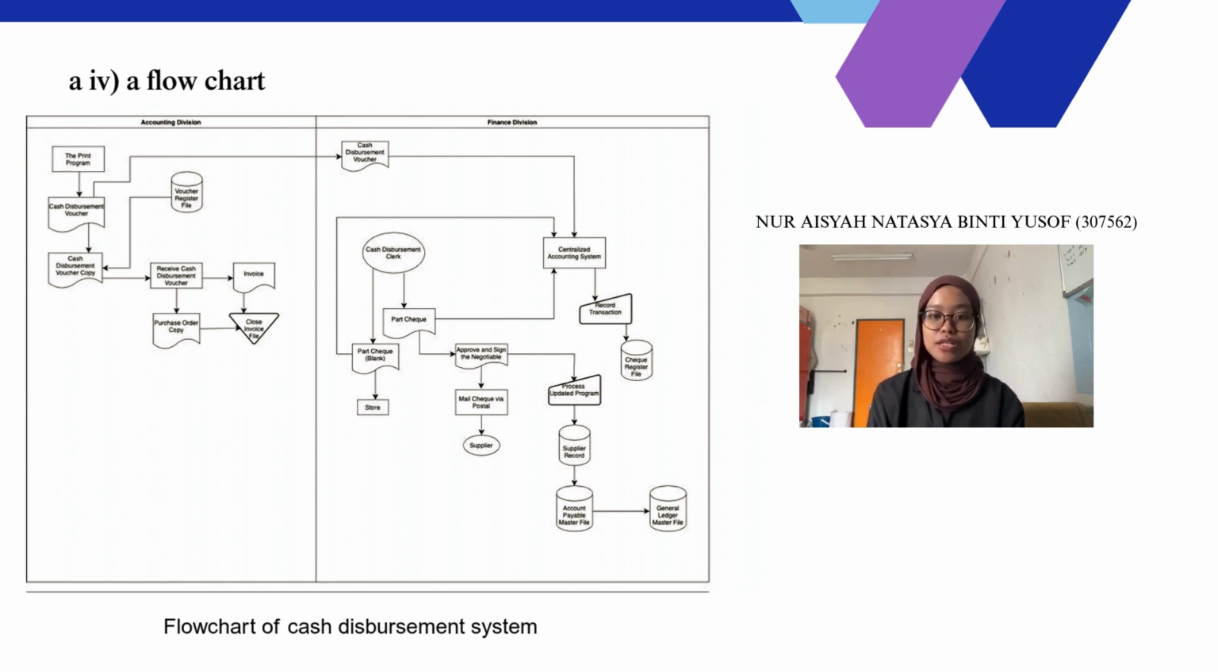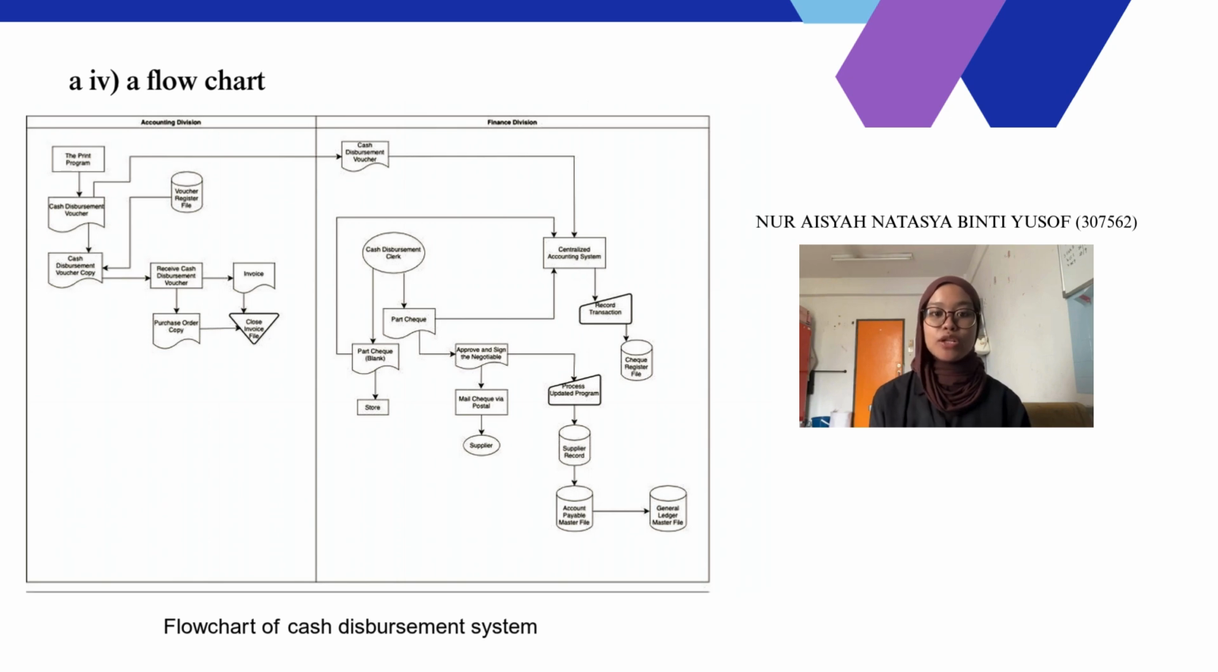The accounting division also receives cash disbursement vouchers, invoices, and purchase order copies, all of which are used to close the invoice file, indicating that the payment process for those invoices is being finalized. The cash disbursement voucher is then sent to the finance division. In the finance division, a cash disbursement clerk receives the cash disbursement voucher. This clerk is responsible for preparing a blank check.